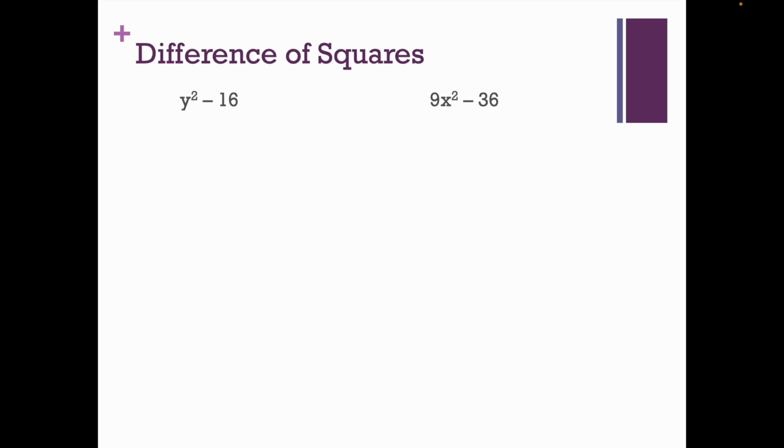You should by now know some of these to be something like 4, 16, 81, 36. These are all numbers that if I were to square root, I would know the answer of at this point. So in this case, I have two examples, y squared minus 16 and 9x squared minus 36.